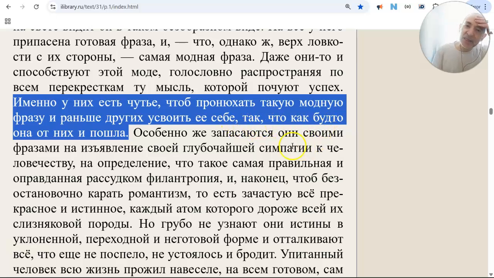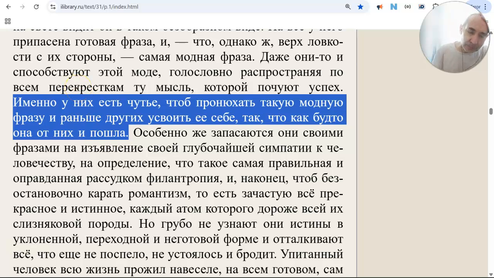Так что как будто она от них и пошла. So that, так что, so that, как будто as if, она от них и пошла. И она here means it, because it relates to phrase. You understand? So they're talking about phrase. It from them went. So meaning that they are pretending as if that phrase originated from them. So пошла in this case would mean originated, and и just a connecting word. You can skip it meaning wise.